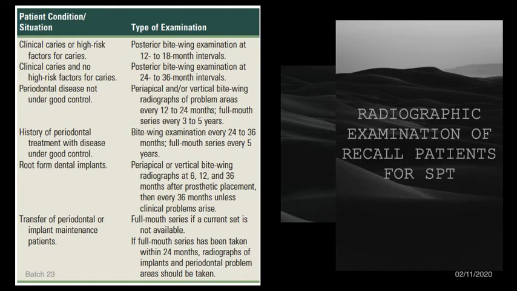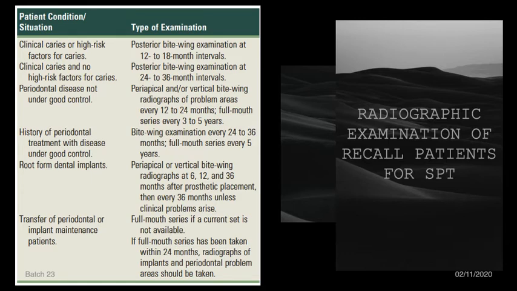In supportive periodontal therapy, if the patient has high risk factors for caries, then a posterior bitewing examination should be done at a 12 to 18 month interval. If the patient has no clinical caries and no high risk factors for caries formation, then you can extend the frequency of radiographs to 24 to 36 months, that is once in 2 to 3 years, not more frequently. If the patient is high risk, then the frequency of radiographs should be every year or every 1.5 years.